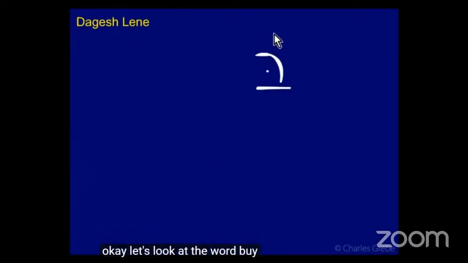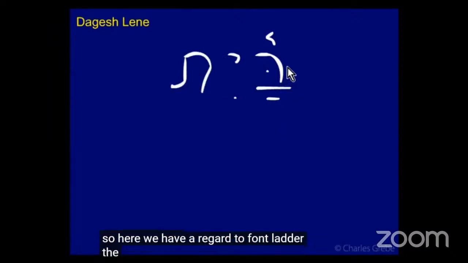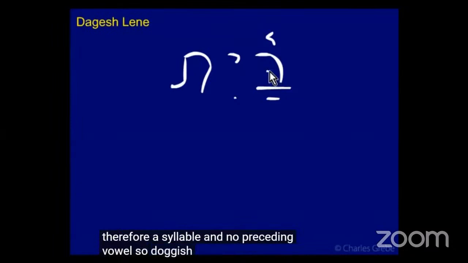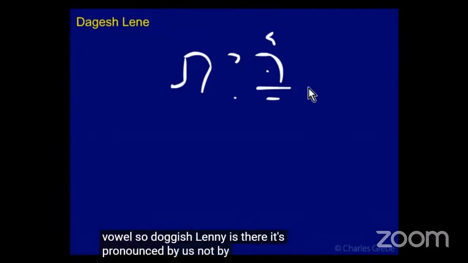Let's look at some examples. Okay, let's look at the word bayit, which means house. Here we have a Begad Kafat letter, the bet, and it is beginning a word and therefore a syllable, with no preceding vowel. So the dagesh lene is there, and it's pronounced bayit, not vayit.